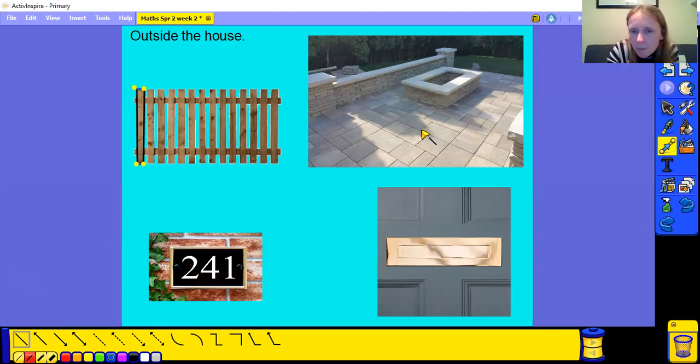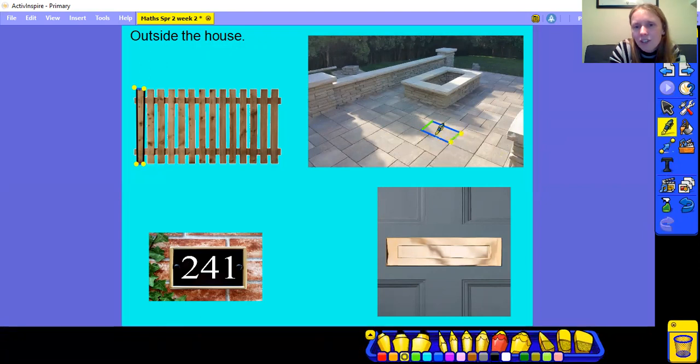What about this one? It has 2 long sides. It has 2 short sides. And it also has 1, 2, 3, 4 corners. So that is a rectangle. Did you spot any other shapes in this picture? I wonder if you spotted a square. I can see a square in this picture. Here it is.